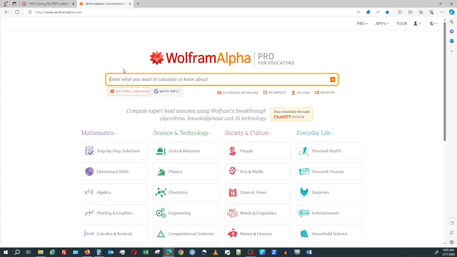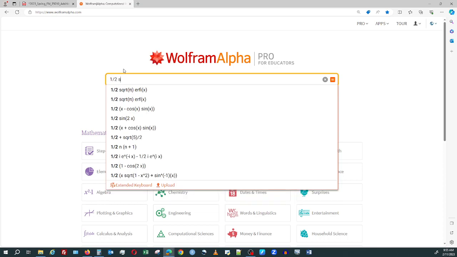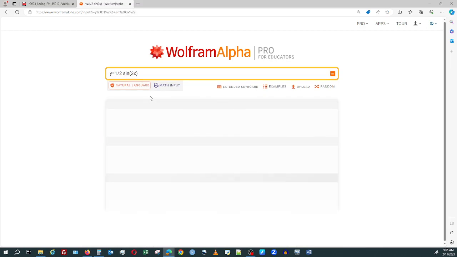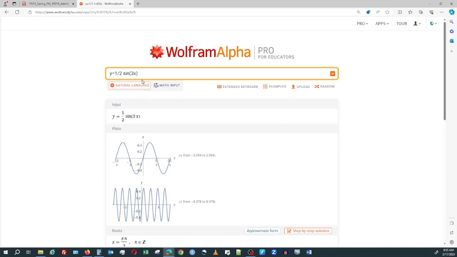Let's put in 1/2 sine 3x and y equals. Let's see what we come up with. So it gives you a little thing here, but there's a trick I want to show you with this. Because that's not much information, it doesn't really help us. So let's change it to using a plot and then compare sine x.